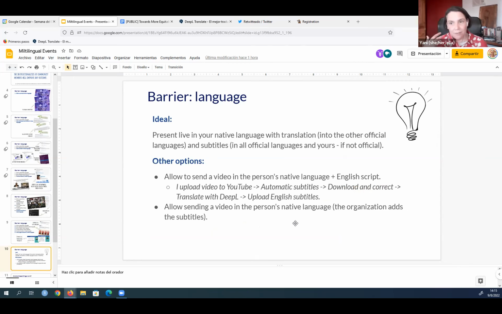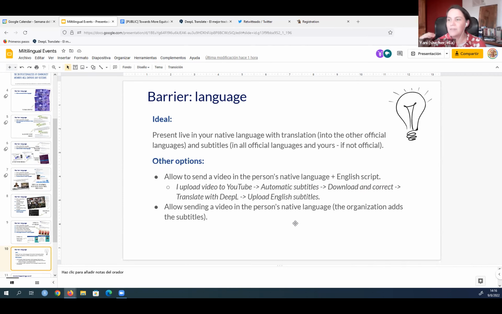So the ideal, for me, is that anyone can present in their native language, because you are more comfortable doing that, it's less work, with a translation, with subtitles, and if you can, done by a person, not by an automatic system.